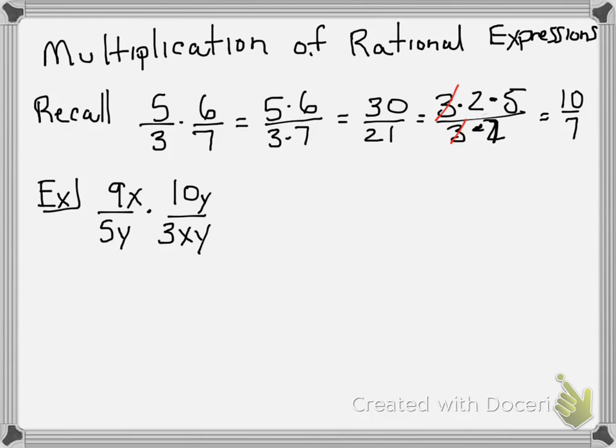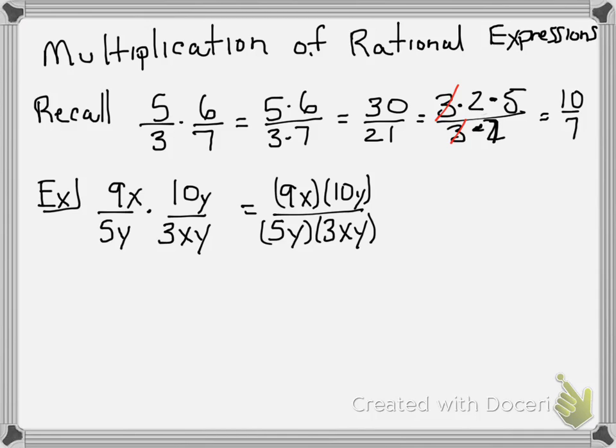So let's go ahead and multiply these two values together. Just the same way we did with the rational numbers, we're going to multiply straight across the top to get 9x times 10y, divided by 5y times 3xy, which gives us 90xy divided by 15xy squared.